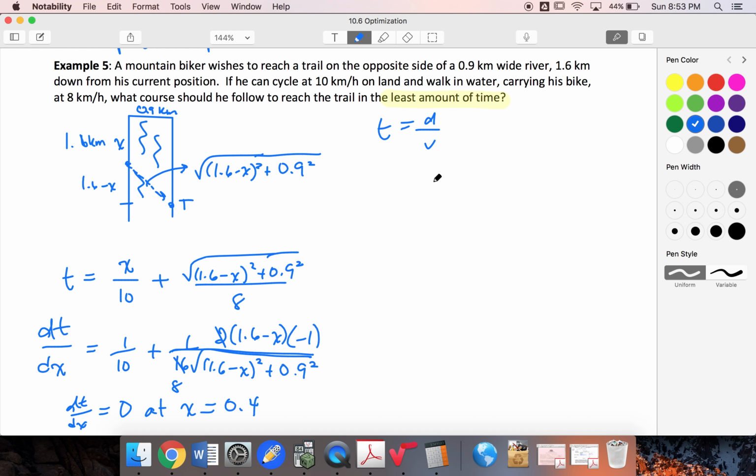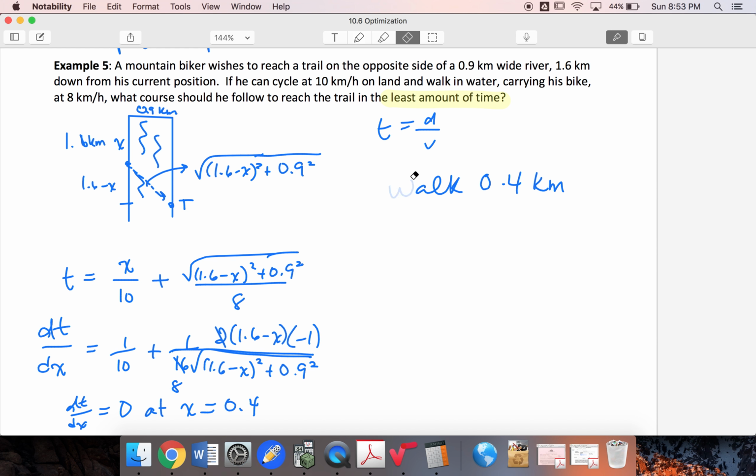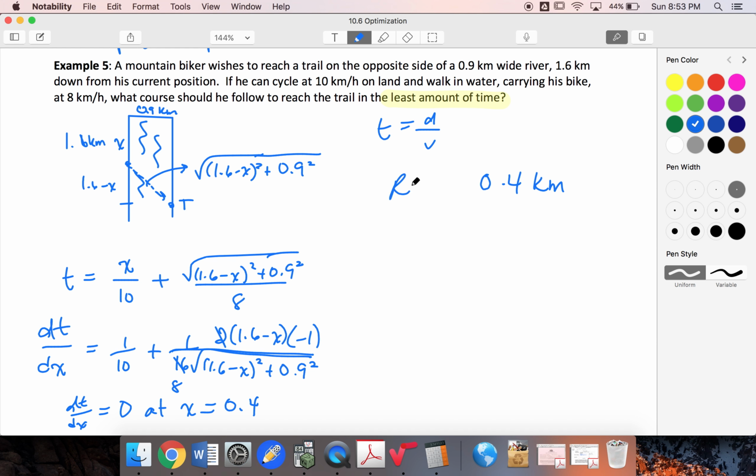So what course should he follow? We're going to ride 0.4 kilometers. Sorry, that's riding. And then walk the square root of 1.2 squared plus 0.9 squared kilometers, since 1.6 minus 0.4 is 1.2.